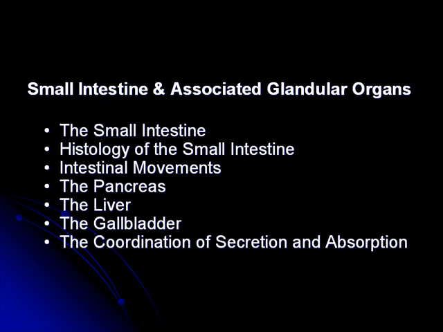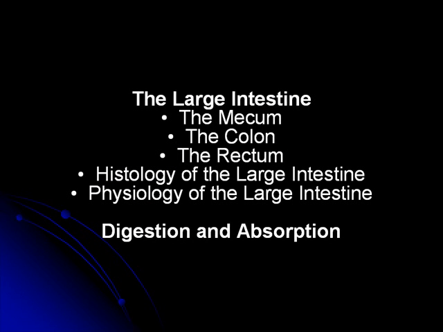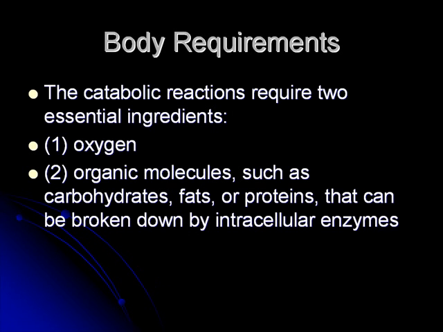And then as we enter into the small intestines, we'll talk a little bit about the histological makeup, some intestinal movement, some of the other organs that are involved in digestion, which include the pancreas, liver, and gallbladder, then coordination between secretions and absorptions. Then as substances move through the large intestines, we'll talk a little bit about the makeup of the colon, how it is anatomically structured, the histological makeup of the large intestines, and then its role in function and absorption as well.